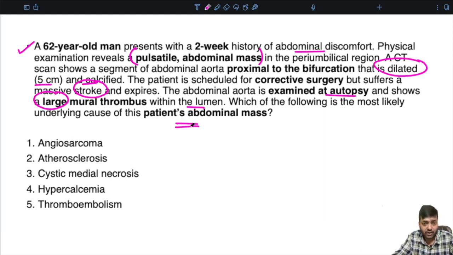I want to make it clear how you differentiate between aneurysm as well as dissection. How do you differentiate between these two conditions? I will discuss all the important points and tell you how to differentiate the two conditions and how to answer in the exam. So this is the first important MCQ.